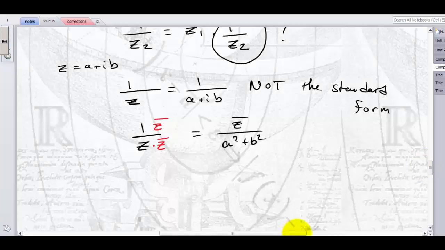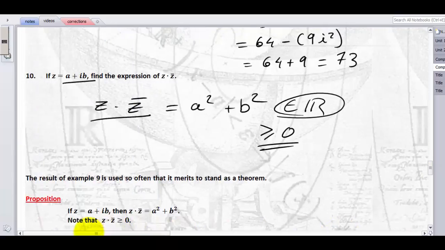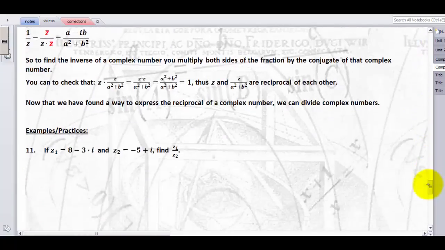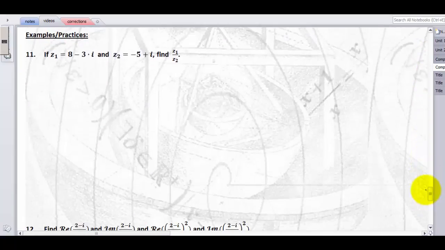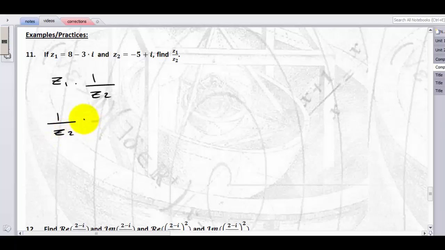So let's go over one example. I'm given two complex numbers and I want to divide them. So I know what I need to do. I need to do z1 times 1 over z2. Now let's take a look at 1 over z2. 1 over z2 is 1 over negative 5 plus i. This is a fine complex number, it's just not written in standard form. So let's write it in standard form.